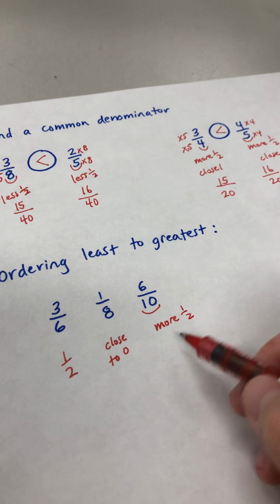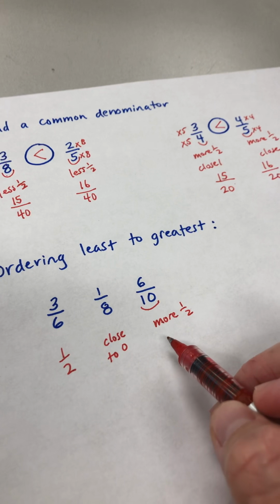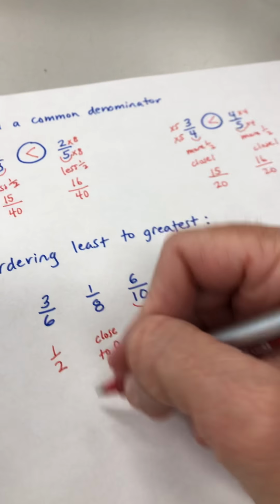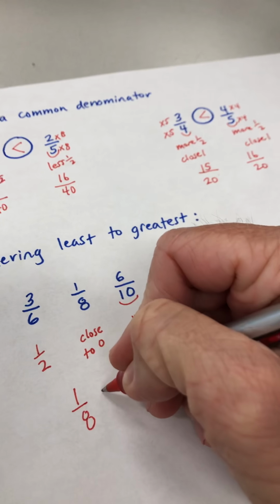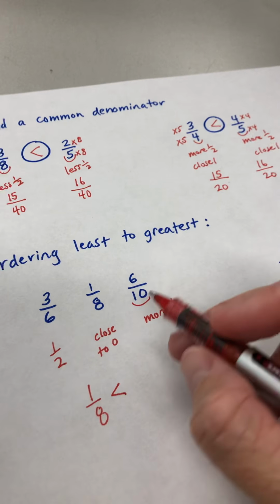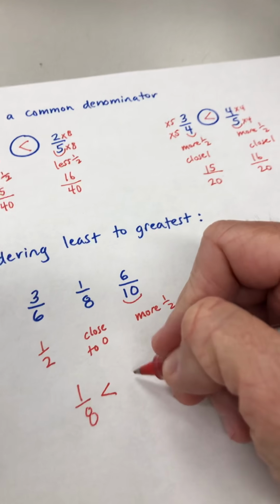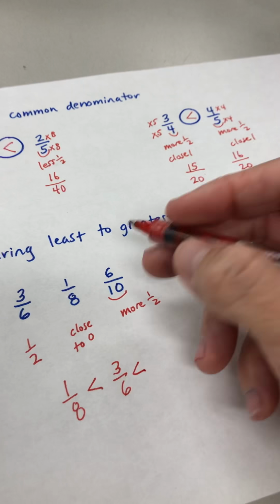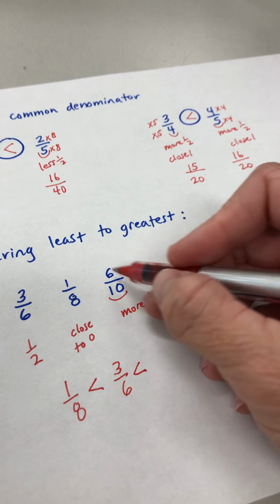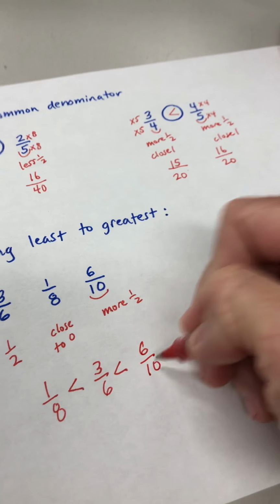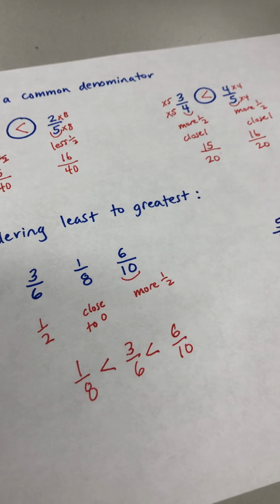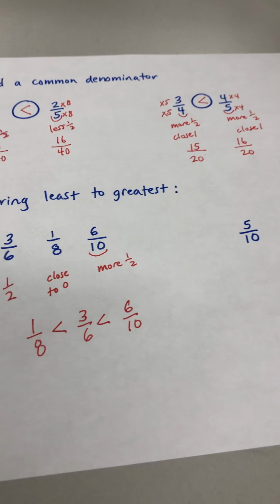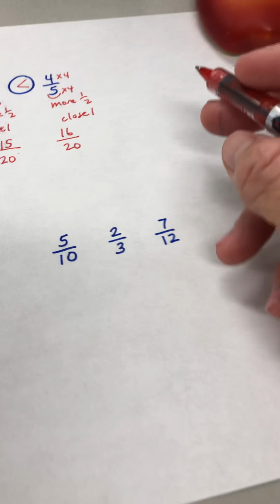All right, so now I can take a look at these, imagining my number line here. Something close to 0 is going to be smallest. So 1/8 is going to be smaller than 1/2 would be next. So 3/6, I'm using my original fractions here. And 3/6 is going to be less than the one that is more than half, which is 6/10. Okay, so I put all three of those fractions in order from least to greatest without having to do any common denominators. All right, I'll take a look at this one.